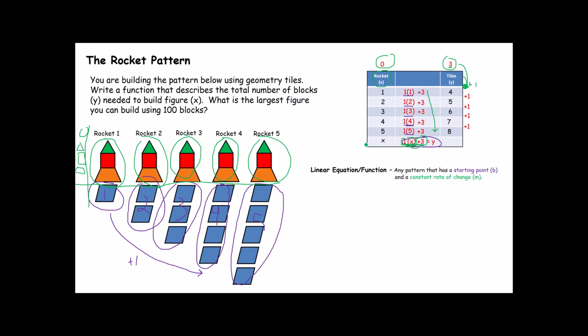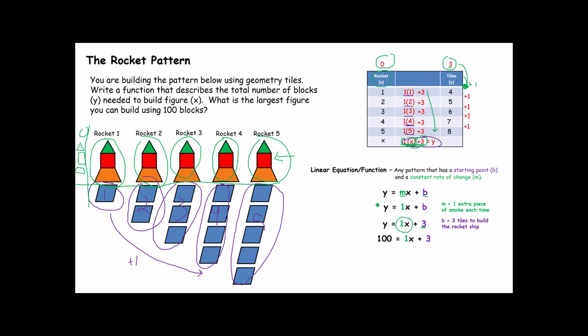Tell you what, let's take a look. If a linear equation or function has a starting point and a constant rate of change, that means it's going to fit the form y equals mx plus b, m being our rate of change and b being our starting point. Well, if I go and plug in my values, 1 is my rate of change, because I'm growing by a piece of smoke every time. But 3 is my starting point because I needed 3 extra tiles to build the ship. I'll always have those 3 tiles. Those always stay constant or the same. What changes is the plumes of smoke.